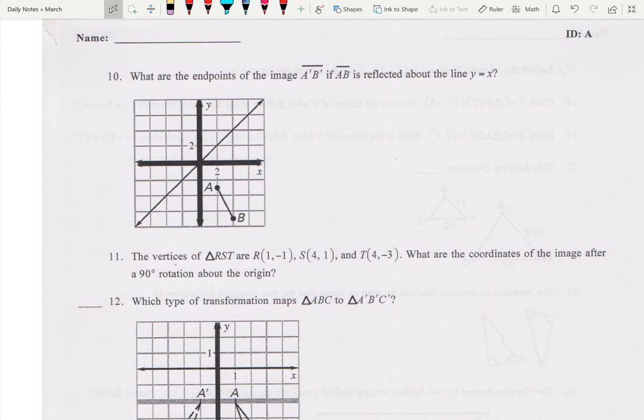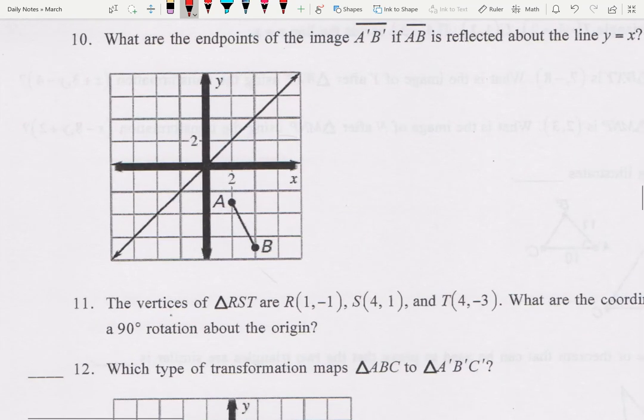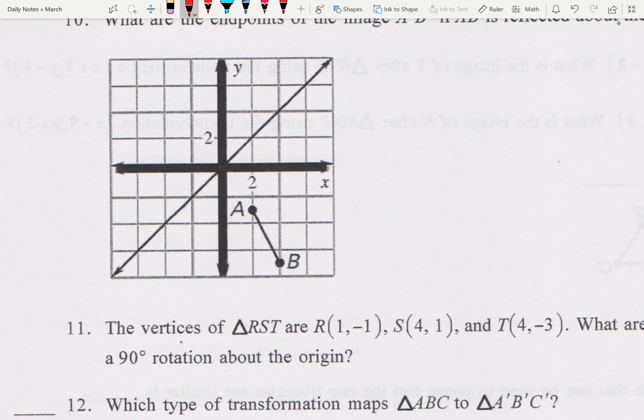So number 10, what are the endpoints of A prime, B prime if AB is reflected about the line y equals x? So if it's reflected about the line y equals x, it's going to be reflected over there. Now, one thing to do is write down the ordered pairs. So this graph kind of is terrible because it's going by 2. So let's zoom in real carefully. Let me label this. So it's going by 2.